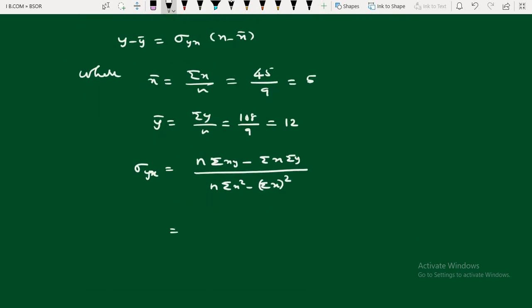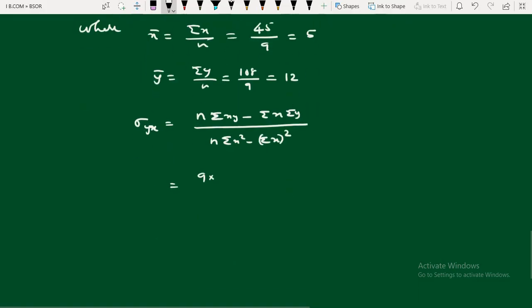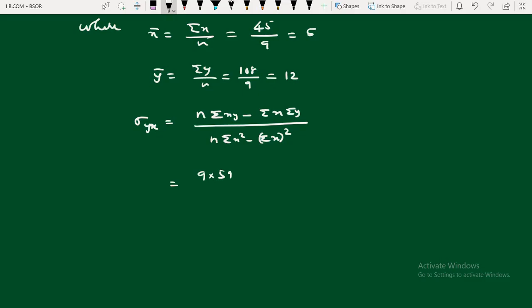Now what is n? n is 9 into summation xy. Summation xy we got 597, minus summation x is 45, summation y is 108. This is 45 into 108, divided by 9 into summation x square. Summation x square is 285, minus summation x whole square, 45 whole square. Let's simplify this. 9 into 597.